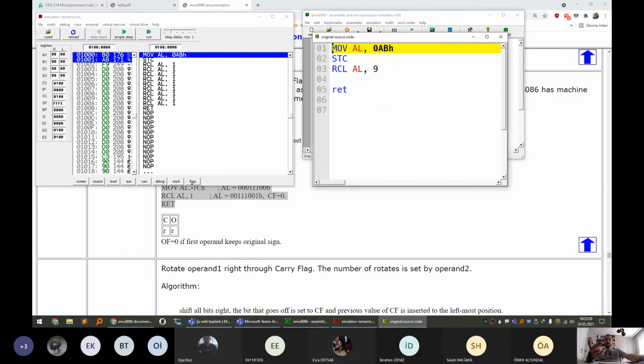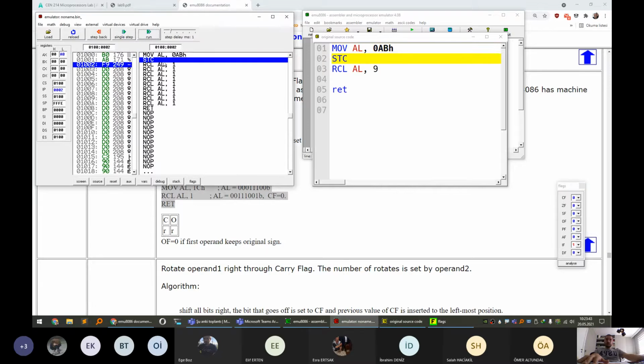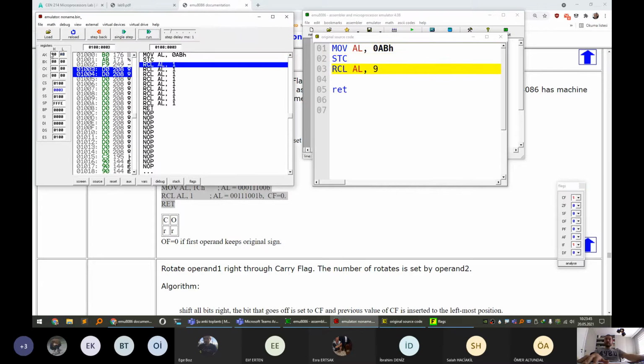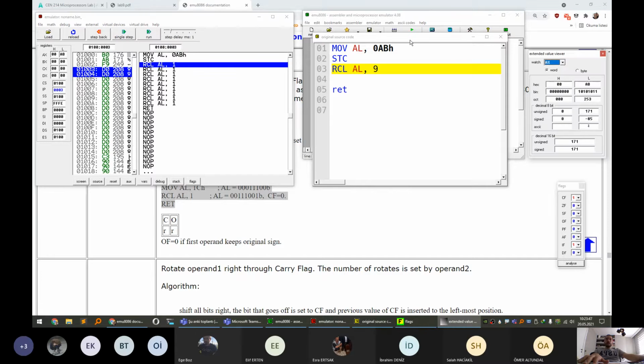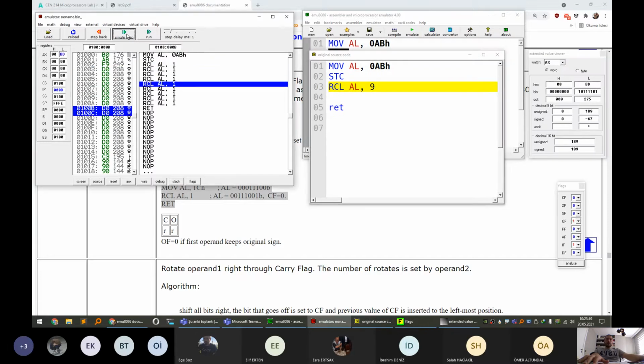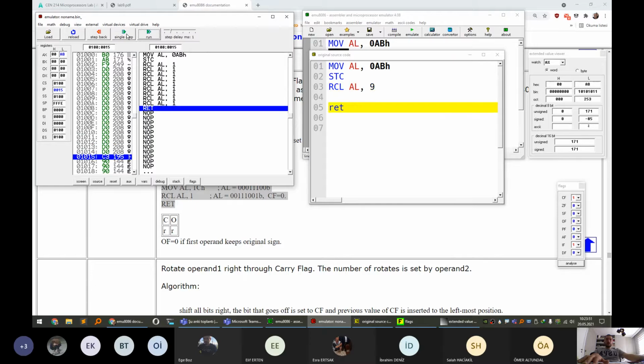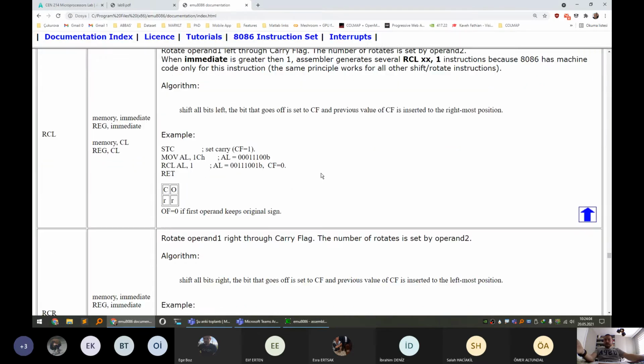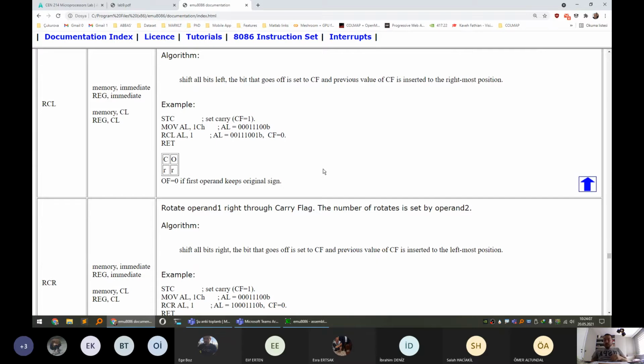But it stores the carry flag in the original value. For example, now the carry flag is 1. We run the rotate 9 times. At the end of this 9 rotation, the carry flag is again 1, because the 9 rotation is completed. The previous value of carry flag is 1. So that's it. This is rotate through left.